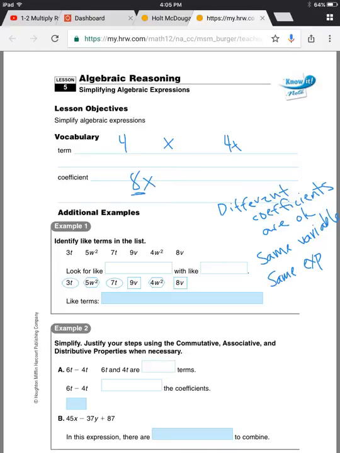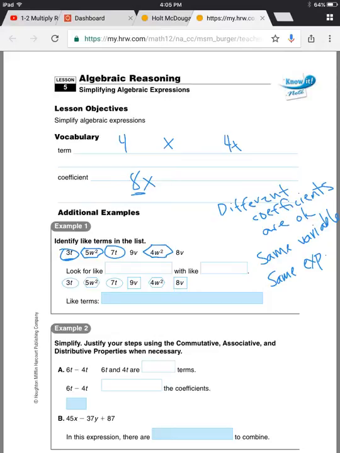So 3t, we're going to circle that because I have it circled down below, and 7t are like terms because different coefficients are okay, but they have the same variable and the same exponent because neither one shows an exponent. Okay, so we have this cool little picture. I'm not good at art. Now 5w squared and 4w squared are like terms because different coefficients are okay. They have the same variable of w, and they both have an exponent of 2.